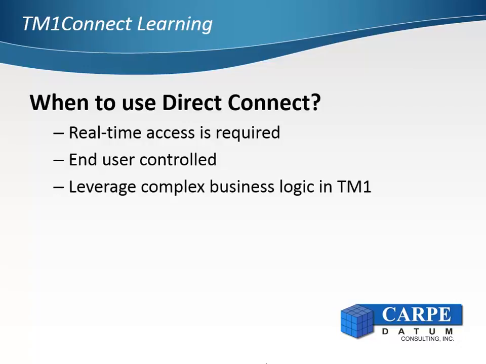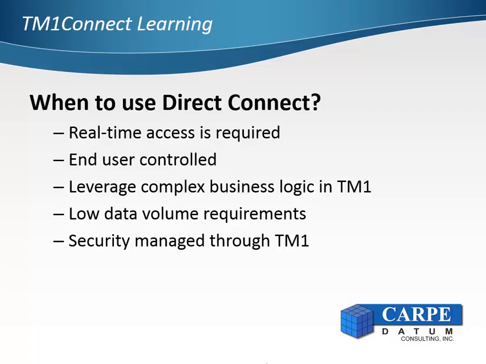Also, if you want to leverage some of the complex business logic in TM1, especially as it relates to the aggregate data. Now, the thing to be aware of is with a Direct Connect, since you are importing it, the data volume that you'll be pulling from TM1 should be relatively low. In other words, you shouldn't be doing gigabyte cube extracts for every user that's using Direct Connect. And the other reason is that the security is managed through TM1. So when you have these situations, you would want to use the Direct Connect capability.